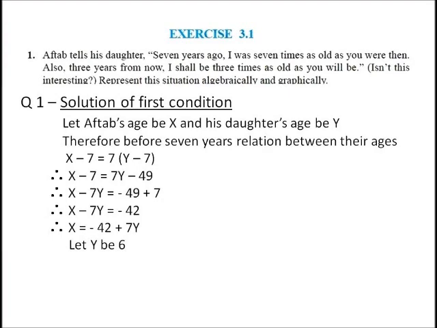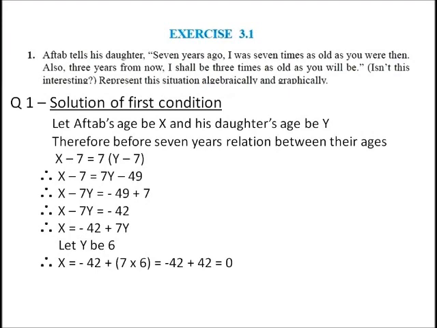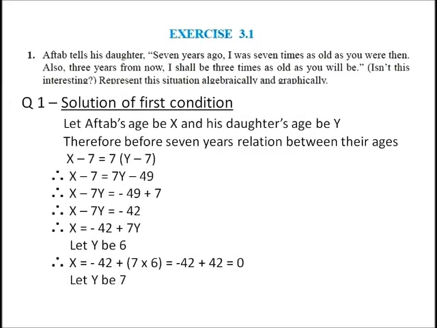Let y be 6. We have assumed y is equal to 6 to find the value of x. Therefore, x is equal to minus 42 plus within brackets 7 into 6. Here I have replaced the value of y by 6. Therefore, it is equal to minus 42 plus 42, because 7 into 6 is equal to 42. So, this is equal to 0.